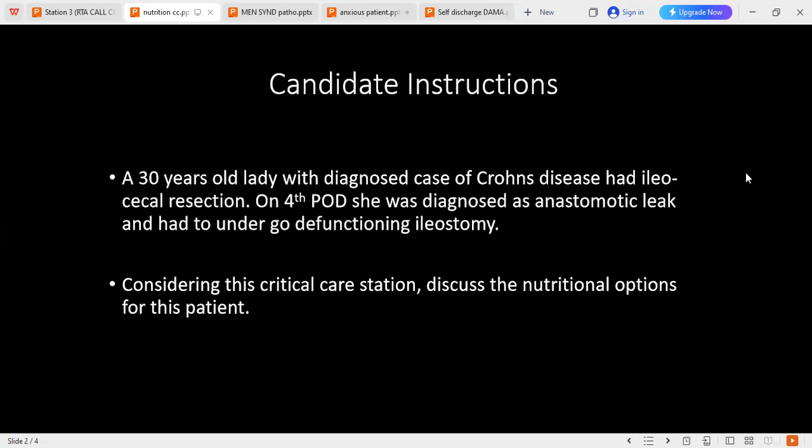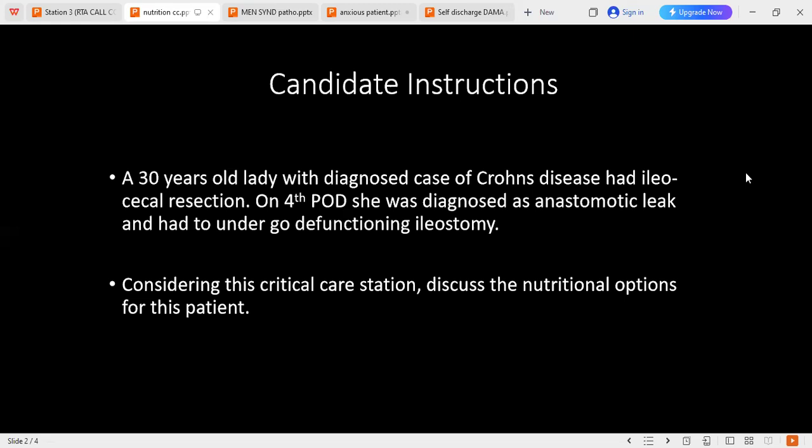Yes, ma'am. All right. So if you've read and understood, considering it a critical care scenario, please discuss all the possible nutritional alternatives that you can offer this patient. Yes, ma'am. There are two main options: enteral nutrition and parenteral nutrition. In enteral nutrition, we have nasogastric, nasojejunal, percutaneous endoscopic gastrostomy, and feeding jejunostomy. While in parenteral nutrition, we have total parenteral nutrition and partial parenteral nutrition.